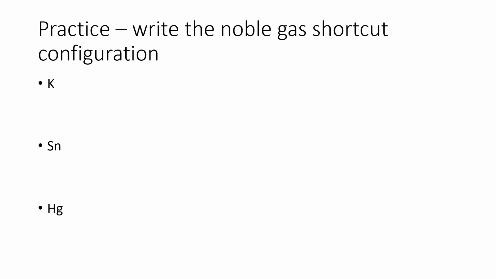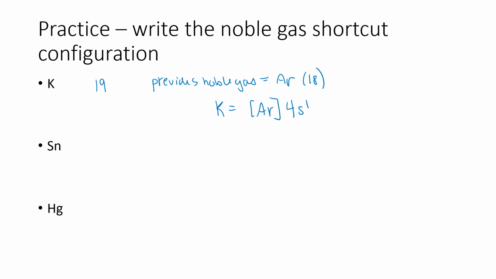So some practice, if we're running the noble gas shortcut here, if you're looking at potassium on your periodic table, potassium is element 19. And so the previous noble gas is argon. And so for potassium, what I could do is I could say potassium is like argon, but with 1 electron in the 4s, as argon is element 18. So basically the first 18 electrons look just like argon, and then the 19th electron is over here in the 4s.